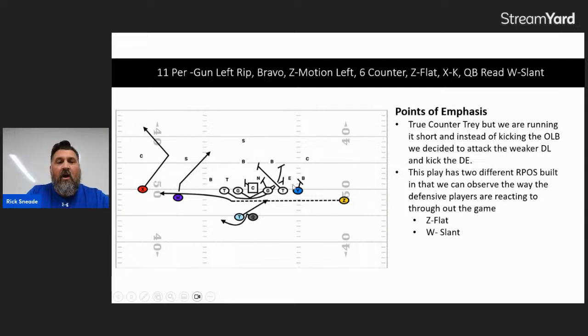And you notice here as well, giving you guys a different look, we're running counter short. That means instead of us kicking out this backer, we're kicking out this end. We may choose to do that because that defensive end is a softer player than that outside backer. Again, that would be a game decision that we made, practiced earlier that week, part of our game plan after watching film analysis.